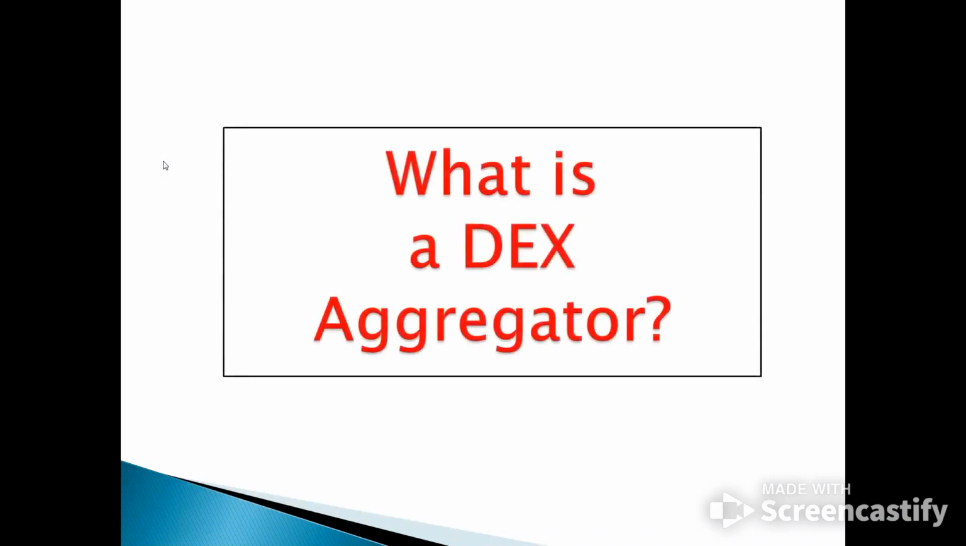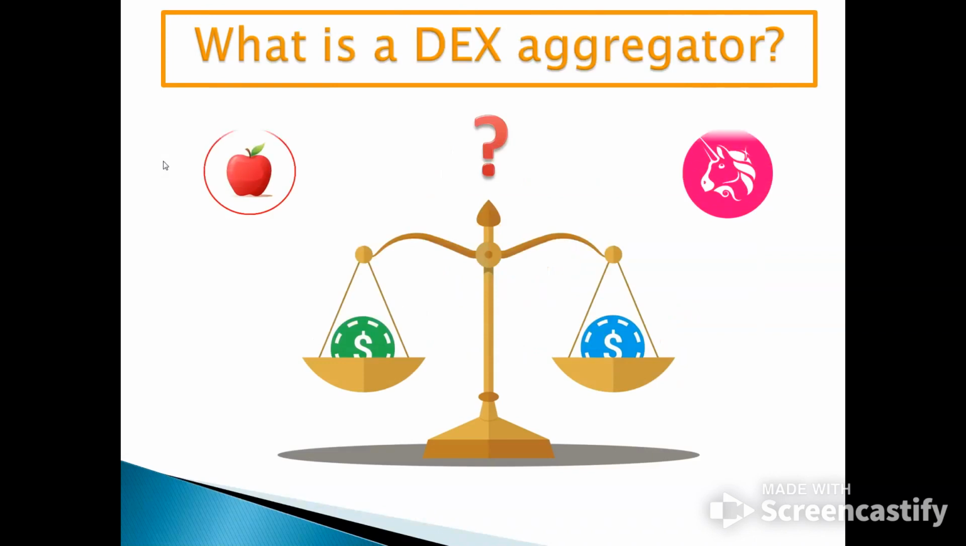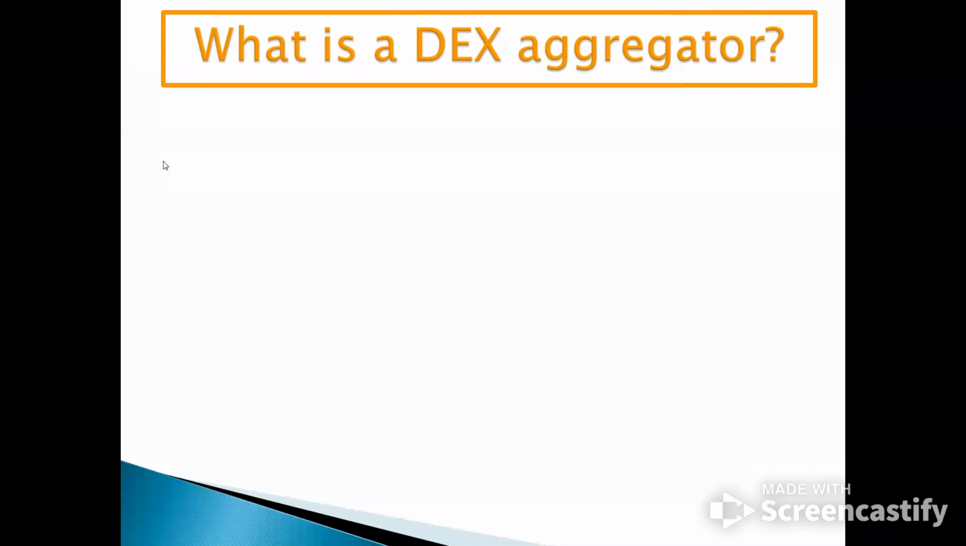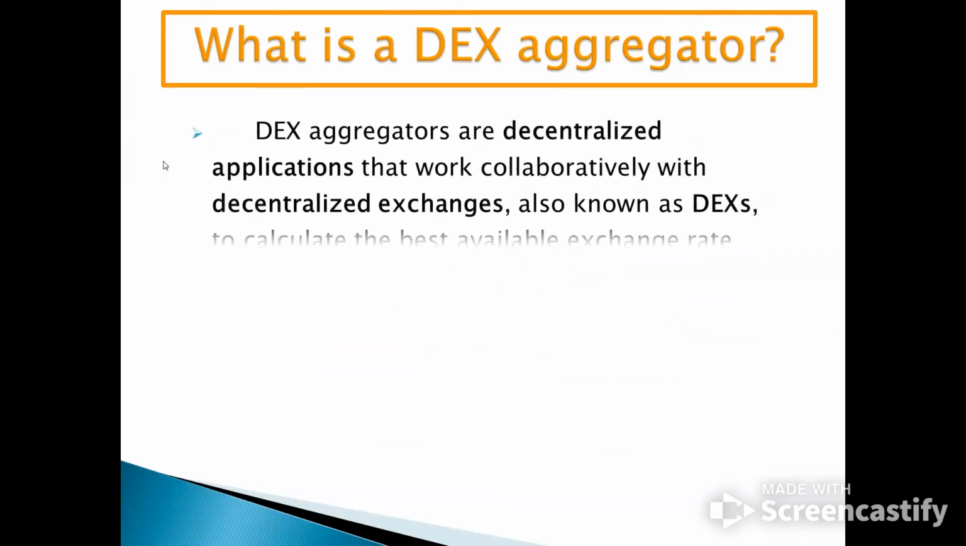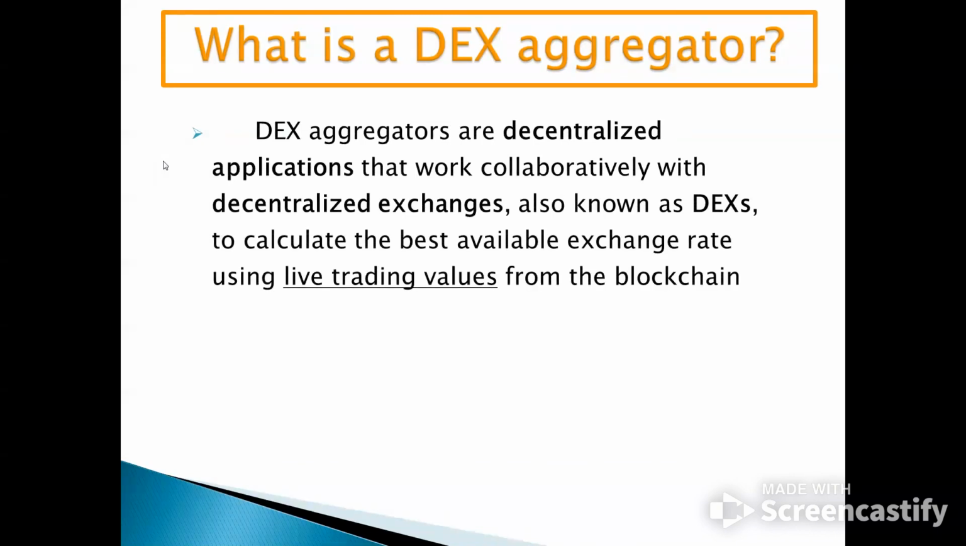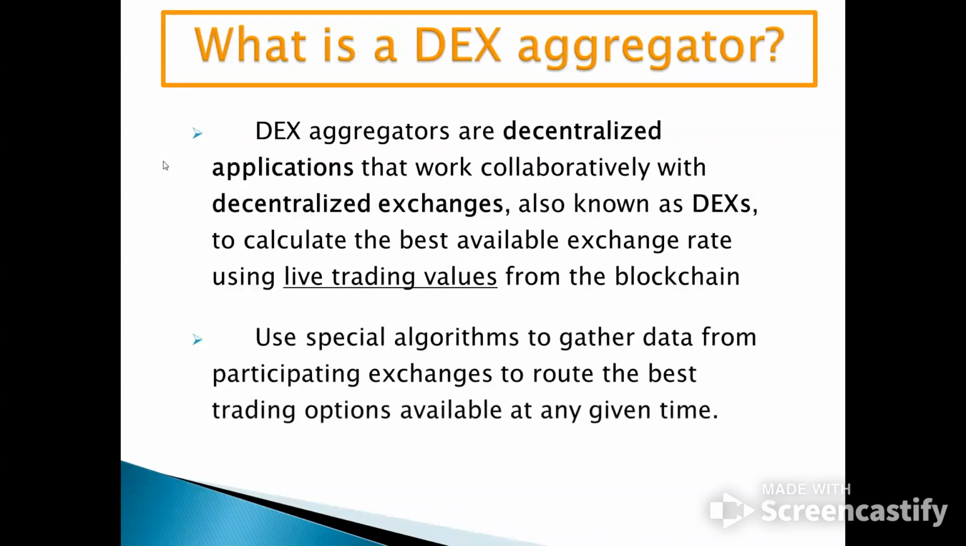So first, what is a DEX aggregator and how does it work? DEX aggregators are decentralized applications that work collaboratively with decentralized exchanges, also known as DEXs, to calculate the best available exchange rate using live trading values from the blockchain. They use special algorithms from participating exchanges to route the best trading options available at any given time.